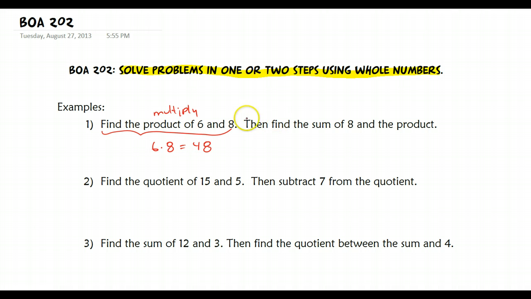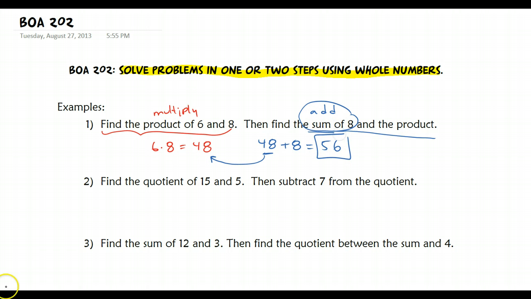The second part of my sentence here says, then find the sum of 8 and the product. So I first need to figure out what the word sum means. Recall that sum means to add. So now I take 8 and my original number, 48, and I add them together. So 48 is the product that I had from the first part, right? I'm finding the sum of 8 and the product. Add these together and I get 56.